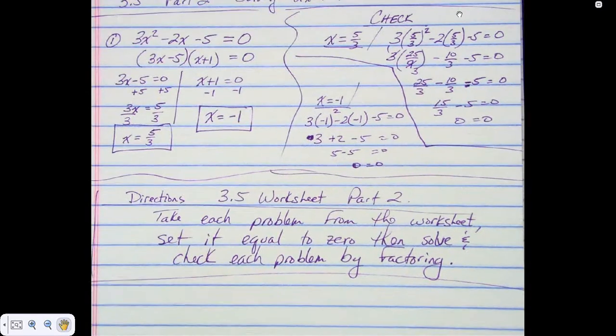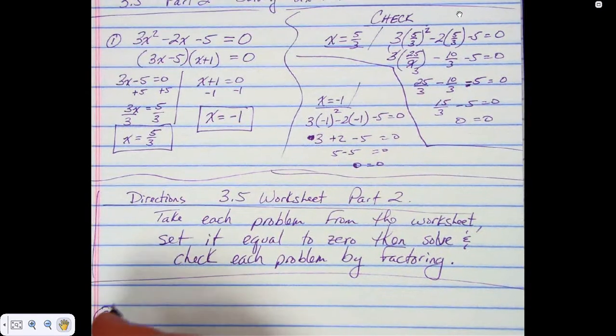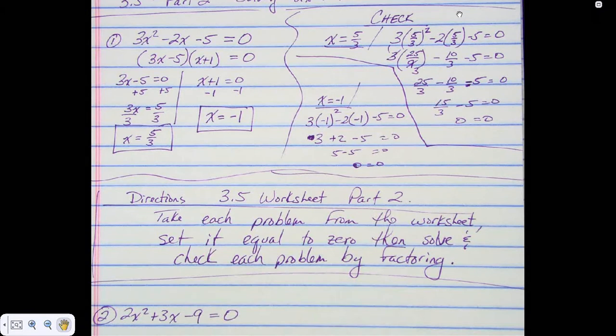So like I said, as an example, number 2 would be what? 2x squared plus 3x minus 9 is equal to 0. What would number 3 be? 3x squared minus 8x plus 4 equals 0. And I'll go ahead and write them all down here and zoom this out in a second.